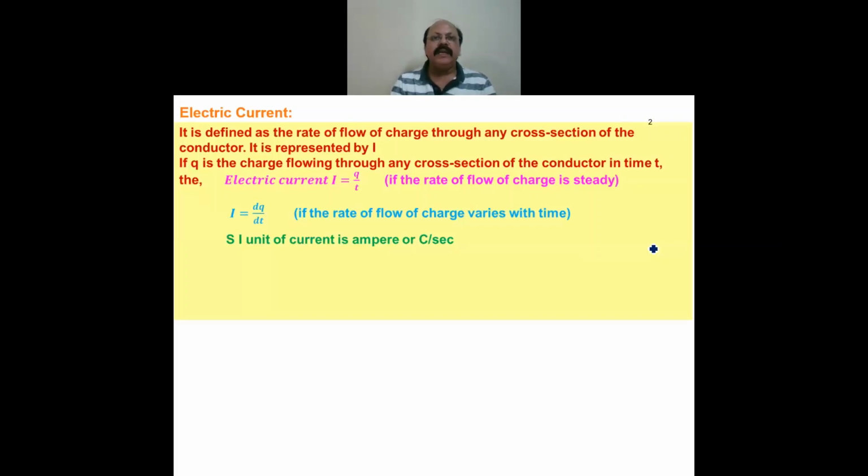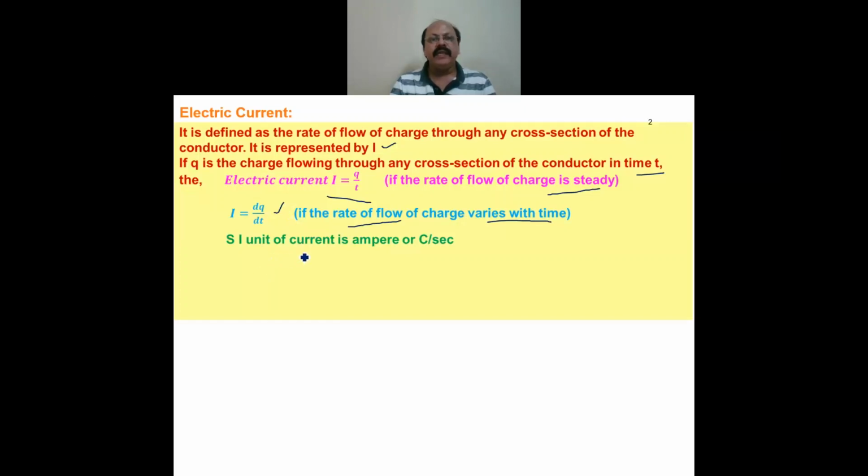It is basically represented by capital I. If we say that Q is the charge flowing through any cross section of the conductor in time t, then the electric current can be written as I is equal to Q upon T. This formula is valid when the rate of flow of charge is steady, meaning constant. If the rate of flow of charge varies with time, then the formula for electric current can be written as I equal to dq upon dt.